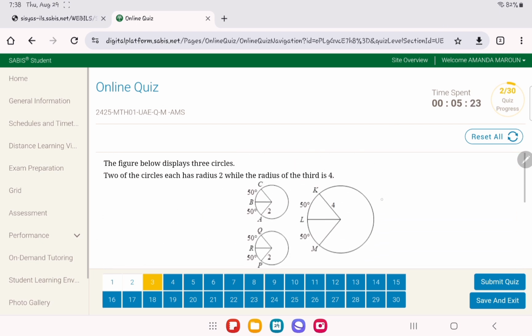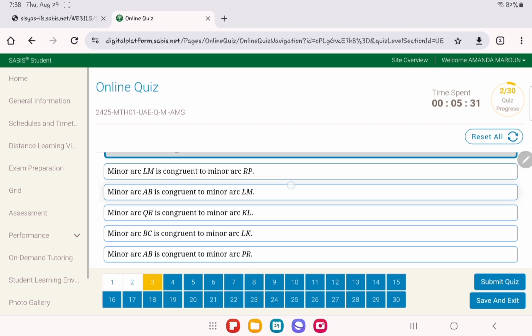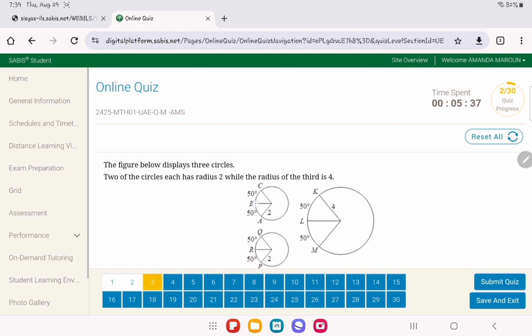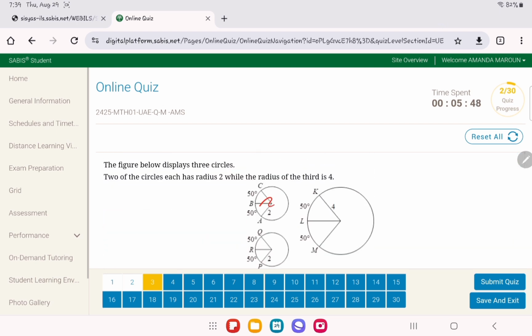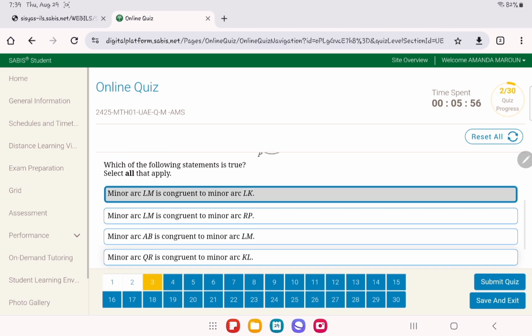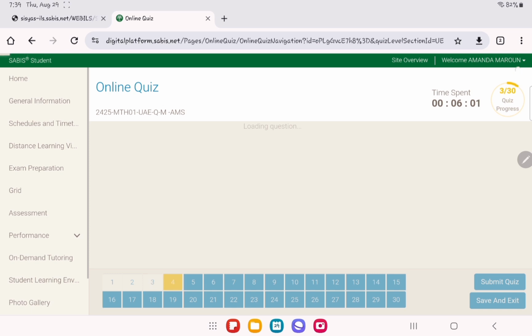QR, is it congruent to KL? This is QR, this is KL. No, they are not congruent because they have different radii. BC is congruent to LK? This is BC and this is LK. No, they are not congruent because they don't have the same radii. And finally, AB is congruent to PR. Yes, they both have 2 as a radius and 50 as their measurement. So the only two are LM is congruent to LK and AB is congruent to PR.